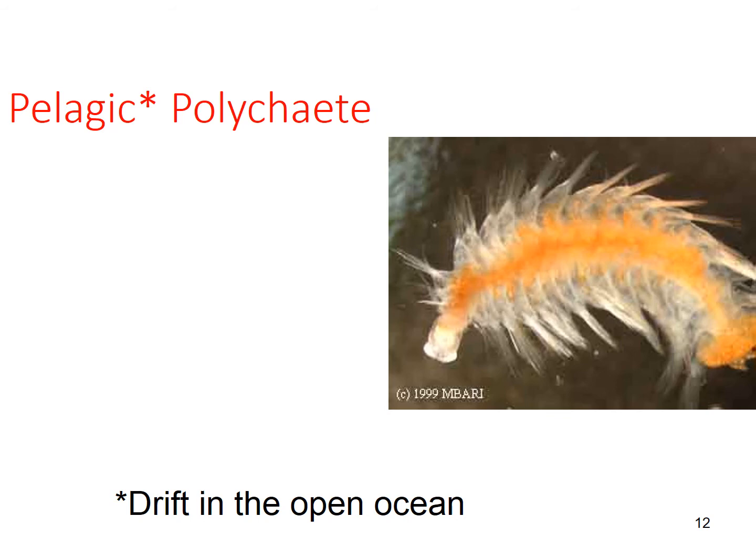This is a type of polychaete they call pelagic, and it means that they are just kind of drifters. They just float around and catch prey that way. They don't actively swim after them.